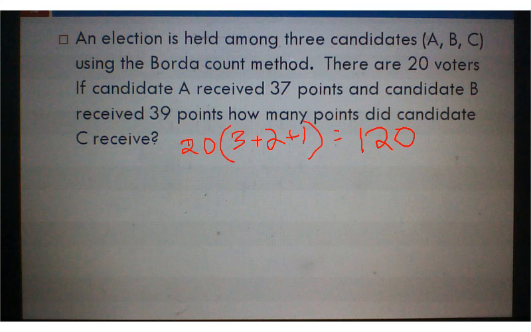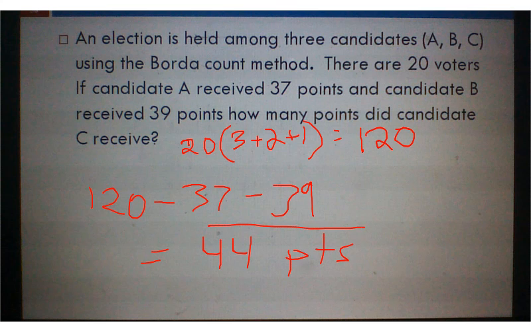Okay. Now we have a total points for A and a total points for B. So to find out the total points for C, all we really need to do is subtract those from the total. So we'll take 120 and subtract the 37 from A and the 39 from candidate B, and that should come out to be 44 points for candidate C.